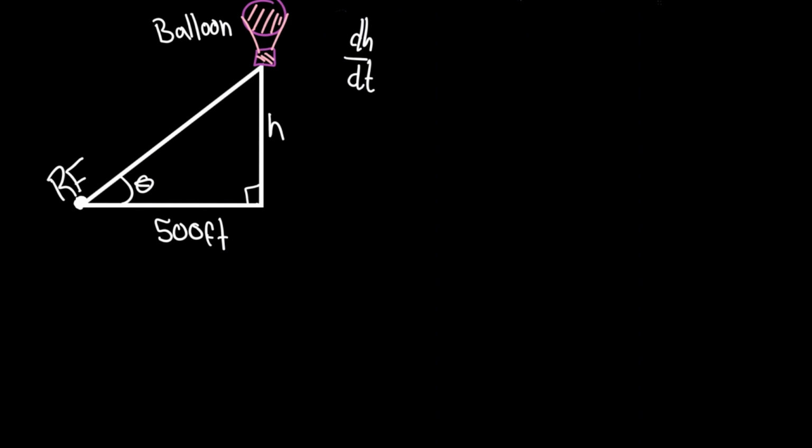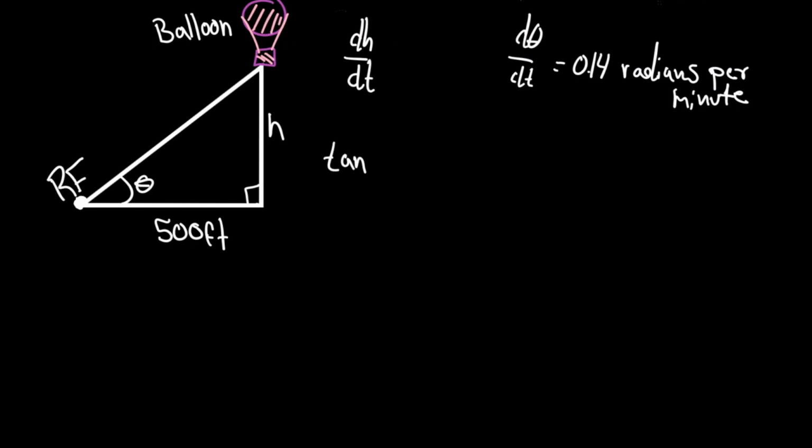And we know that d theta over dt equals 0.14 radians per minute. Now that we have this set up, we need a formula that relates both h and theta. So we know that we have theta, an angle, we have the opposite, and we have the adjacent. So therefore, we can use tangent. Tangent of theta is equal to the height, or the opposite, over the adjacent, 500.